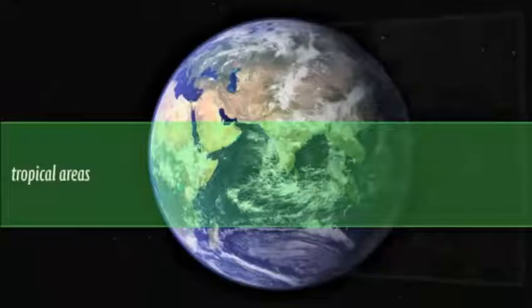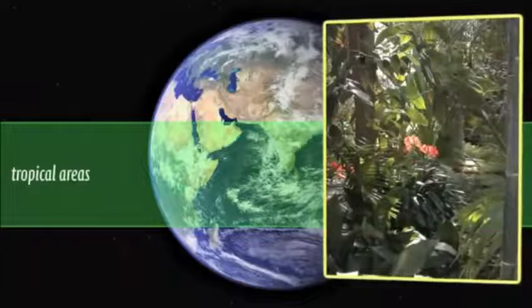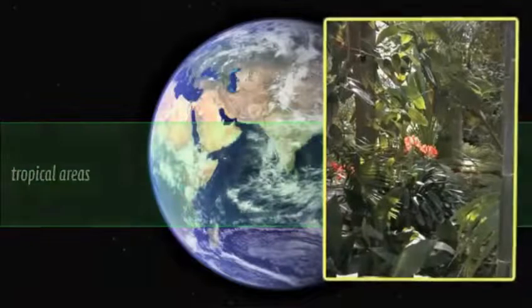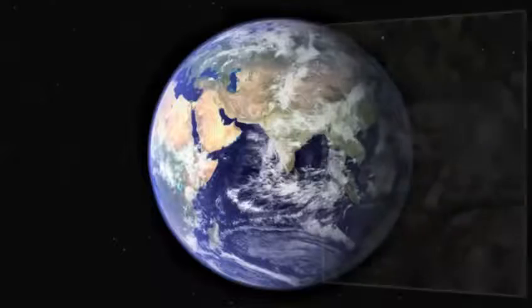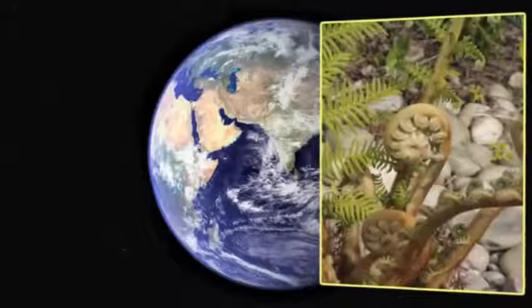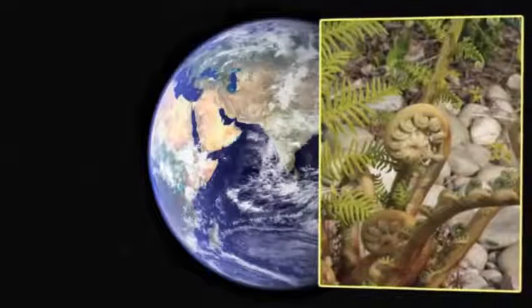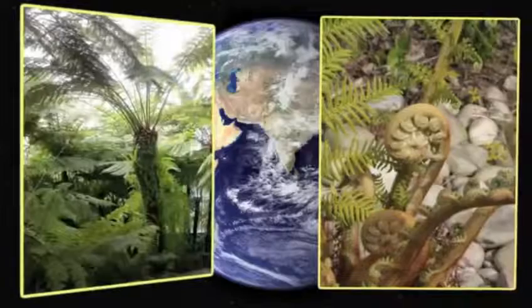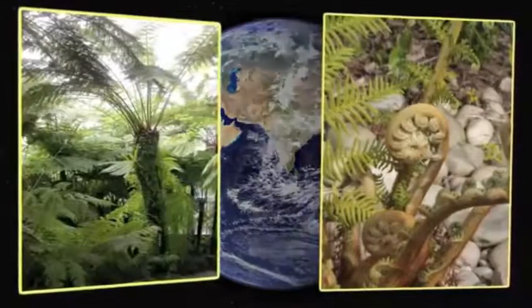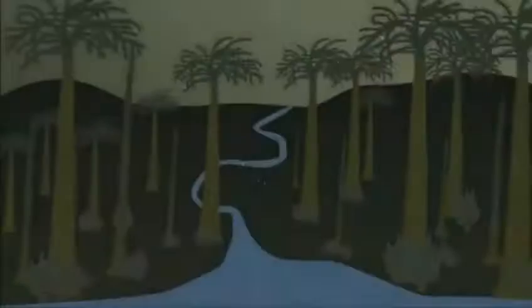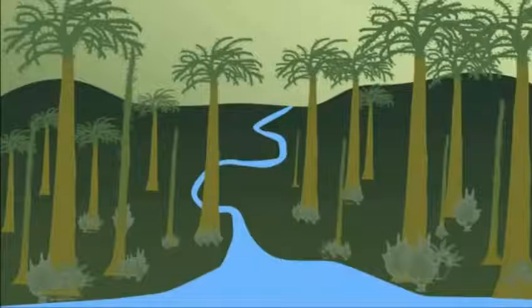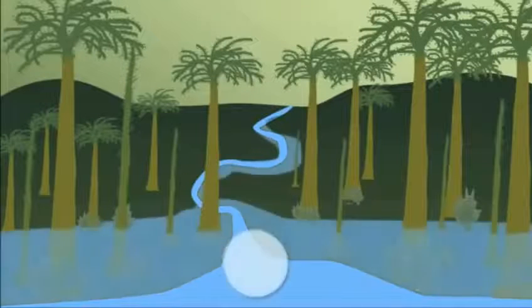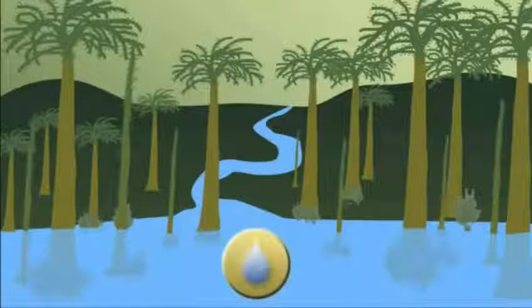Tropical areas provide the ideal conditions for plant growth. Millions of years before the dinosaurs walked the earth, the land was covered in early types of plants, mainly ferns. In tropical areas, these ferns were huge, gigantic tree ferns. At this time in the Earth's history, lots of changes were occurring across the planet. These changes caused sea levels to rise and flood the land, saturating the environment.